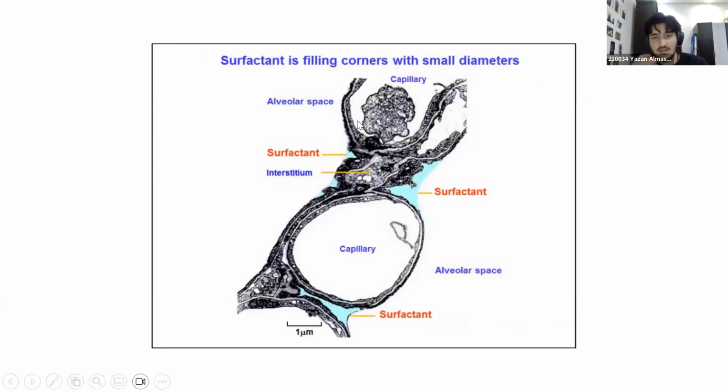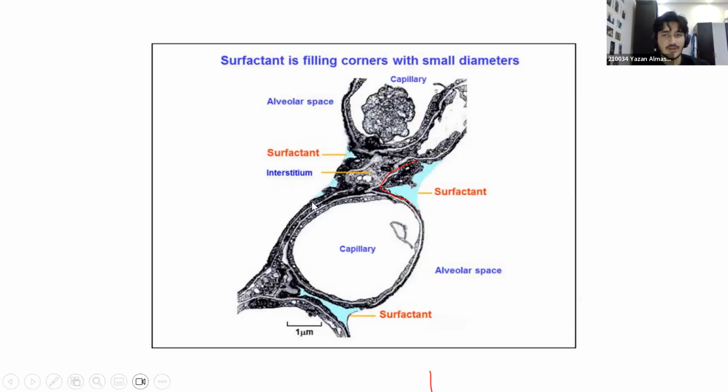Okay. And here, this slide is just telling you that in the areas around the corners, the surfactant is going to be higher. Why is it? Because it's smaller in diameter and more likely to collapse. So we're going to have more concentrated surfactant, preventing it from collapsing. Tamam? So it's like a counteracting force.